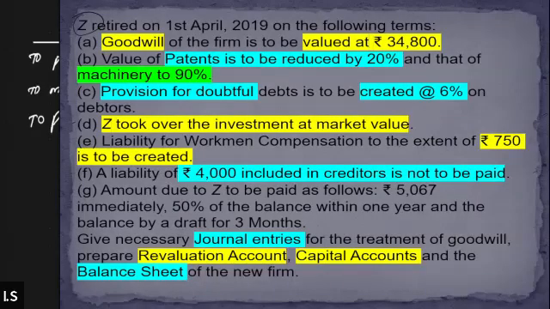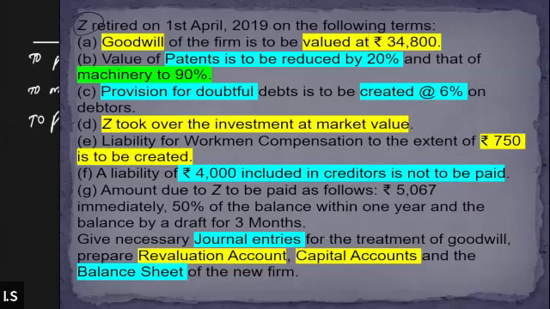I don't think any other item is left to be treated. Item G is not related to adjustment. D is not related to the revaluation account, so we'll skip this for now. We'll talk about it while preparing the partners' capital account, but for the time being, we can just skip it. I think everything is done, starting with the goodwill of the firm.